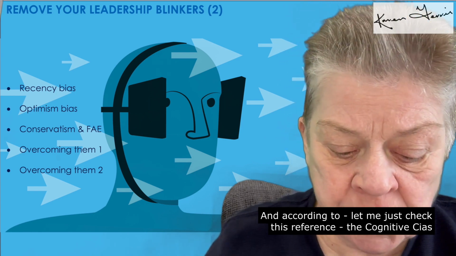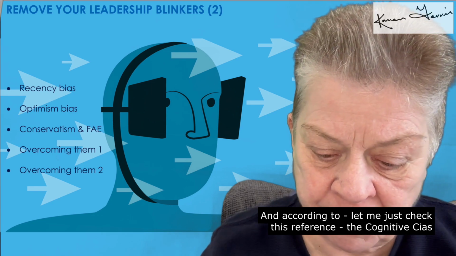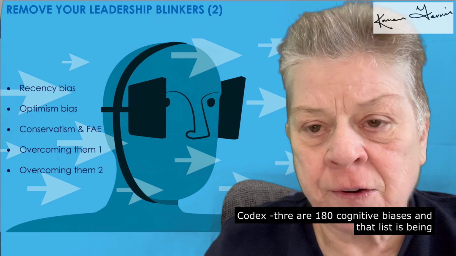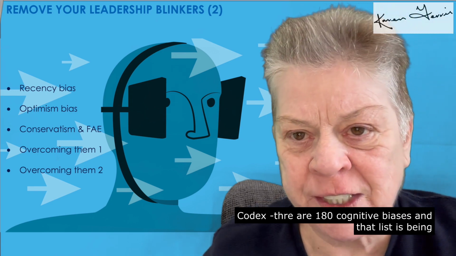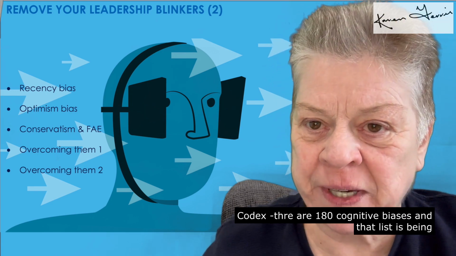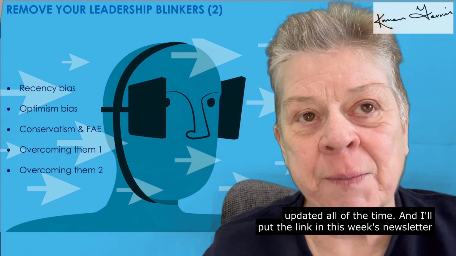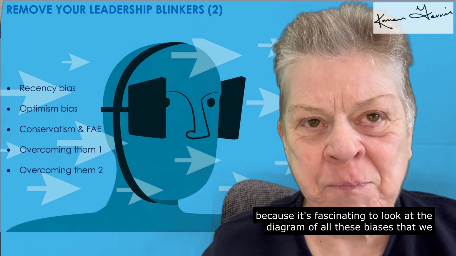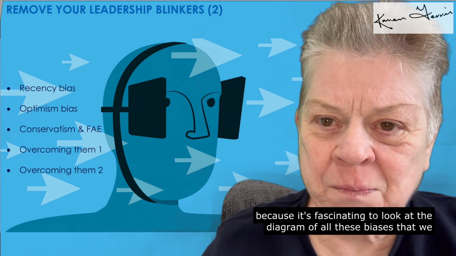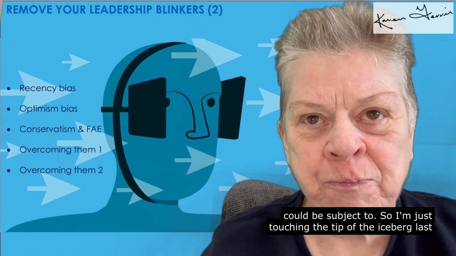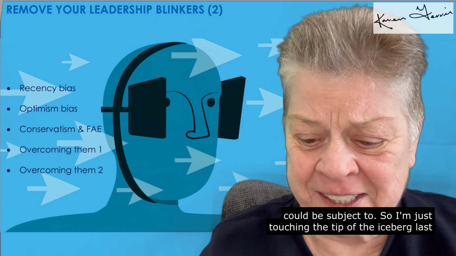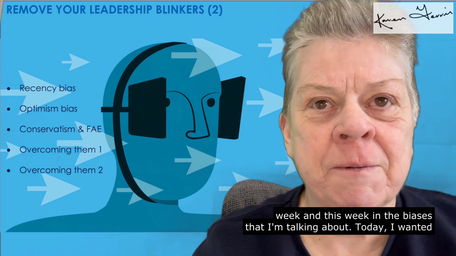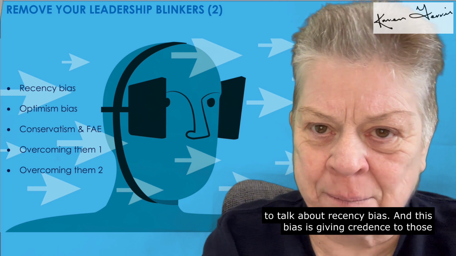According to the Cognitive Bias Codex, there are 180 cognitive biases, and that list is being updated all of the time. I'll put the link in this week's newsletter because it's fascinating to look at the diagram of all these biases that we could be subject to. So I'm just touching the tip of the iceberg last week and this week. Today I wanted to talk about recency bias.